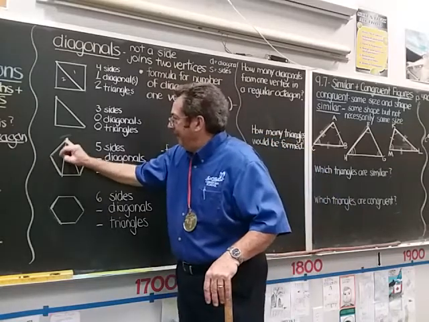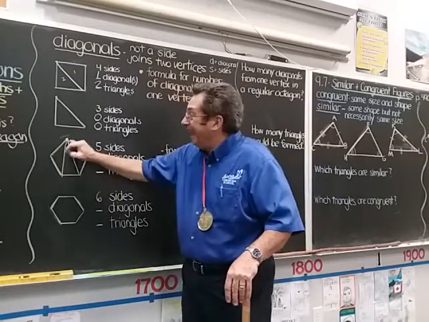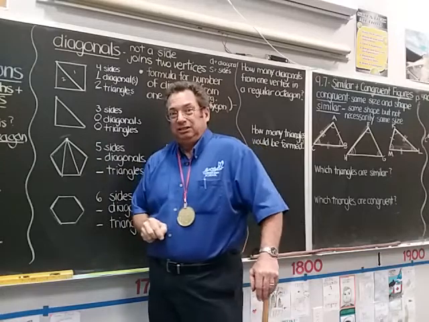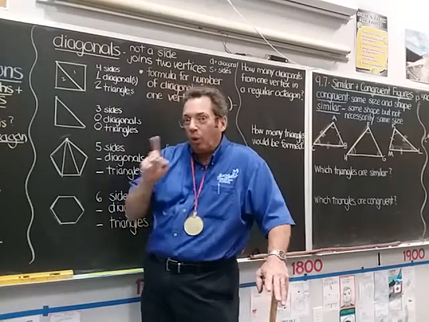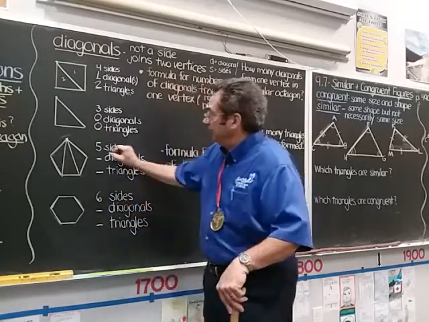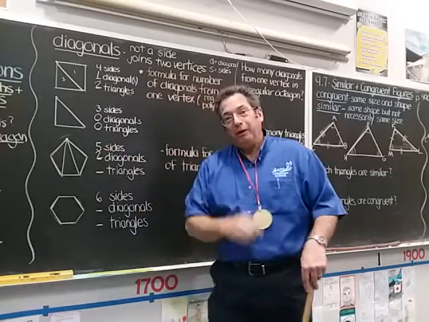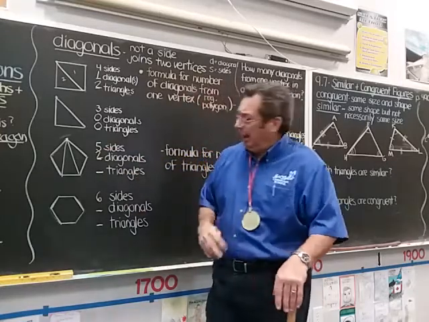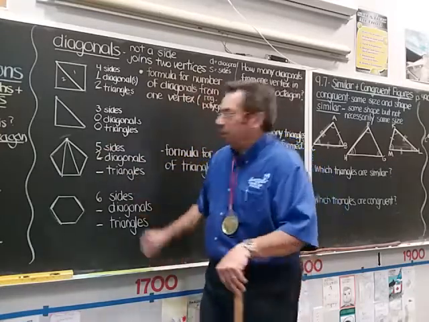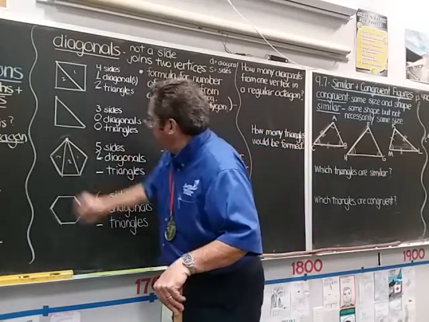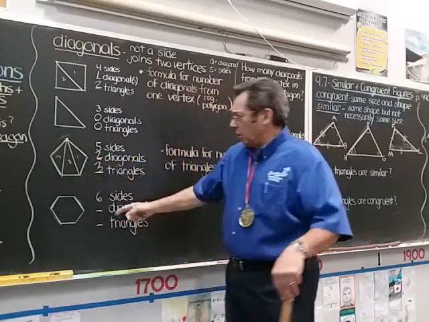If I draw from there to there, I can't. Remember, I have to always start at the same vertex and draw as many diagonals as I can from one vertex. Well, how many diagonals did I draw? 2? Great. Let's talk a little more loudly. I can't hear you. All right. And how many triangles did that make? 1, 2, 3. Okay. Let's go to a 6-sided figure.